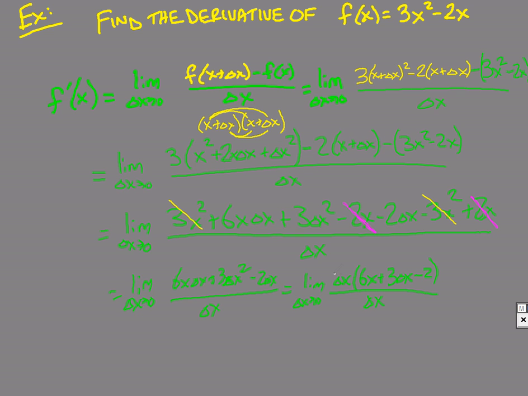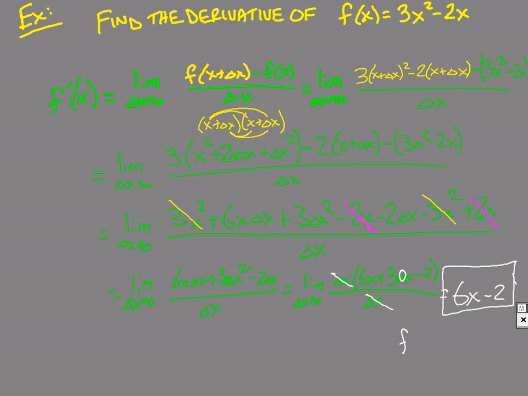Now, I can cancel out my delta x's, and now I'm able to plug in my delta x going to 0. Once I cancel, now I should look to plug in. If I plug that in, this whole middle term becomes 0, because 3 times 0 is 0. And my answer, what I'm left with, is this equation, 6x minus 2. That means that no matter where on the graph of that 3x squared minus 2x, I can go plug in and find exactly what the slope is at any point. The answer would be 6x minus 2.